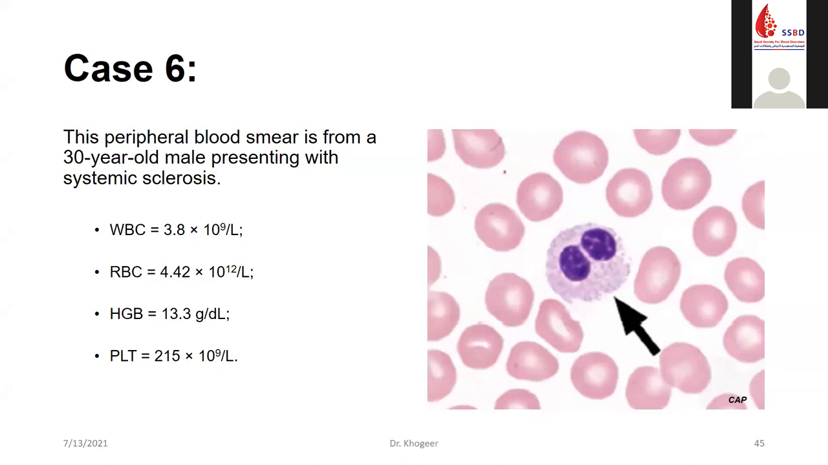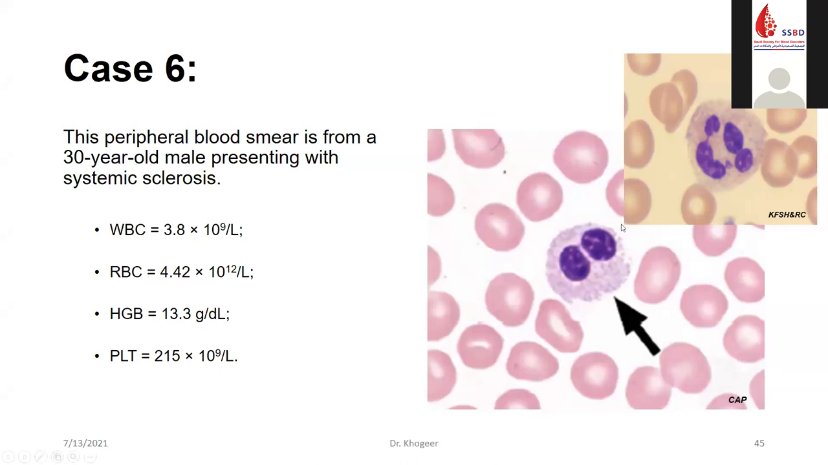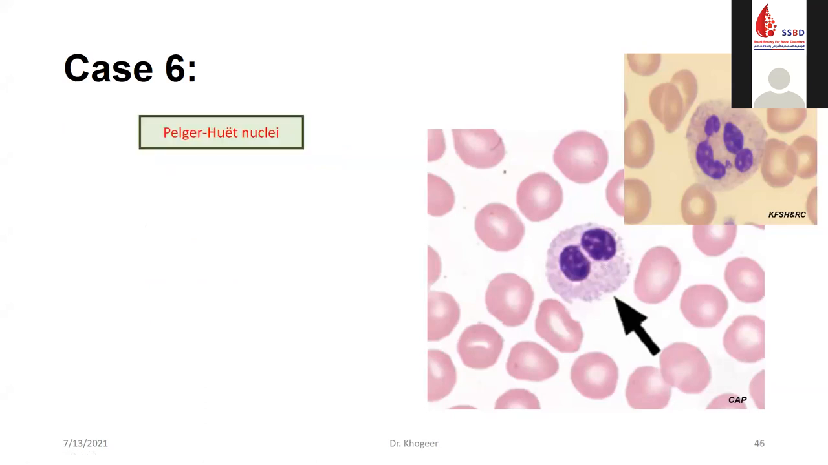Yes, so this neutrophil shows a Pelger-Huët nucleus. If we compare this nucleus with the normal segmented neutrophil, which shows more than two nuclear lobes, this cell shows only two lobes. Neutrophils with two round nuclear lobes connected by a distinct thin filament are designated as neutrophils with Pelger-Huët nuclei, or as Pelger-Huët cells.